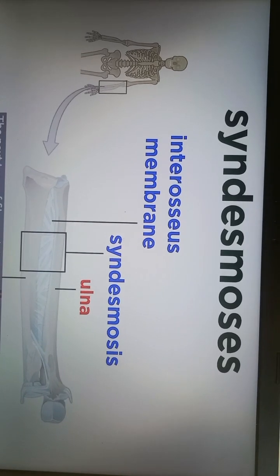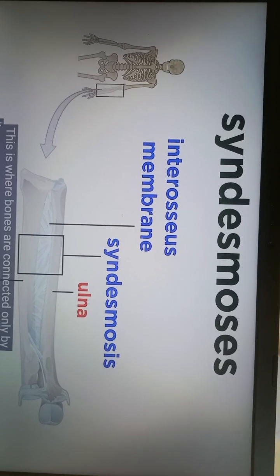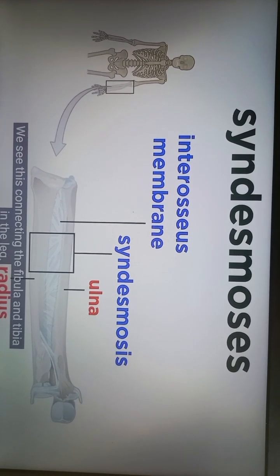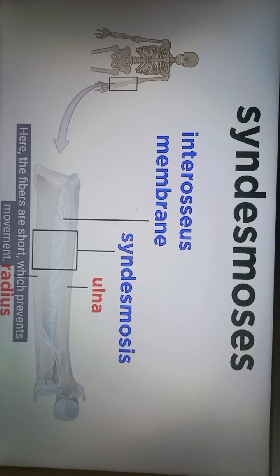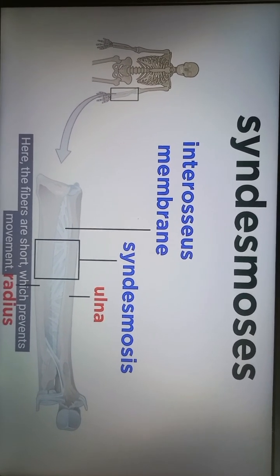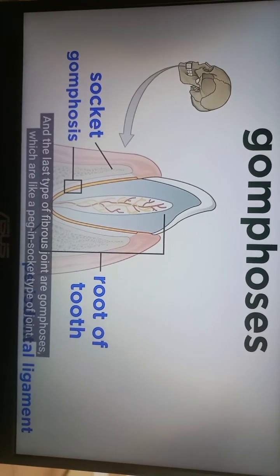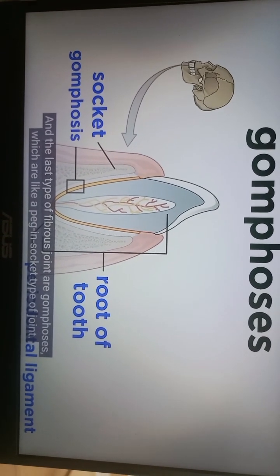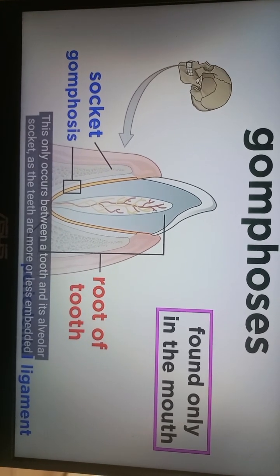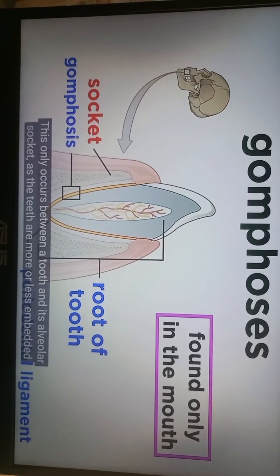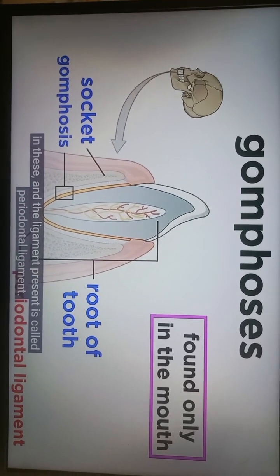The next type of fibrous joint is syndesmoses. We see this connecting the radius and the ulna. Here the fibers are short, which prevents movement. And the last type of fibrous joint are gomphoses, which are like a peg in socket type of joint. This only occurs between a tooth and its alveolar socket, as the teeth are more or less embedded in ligaments.